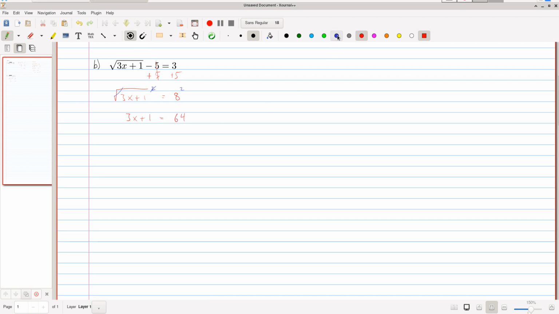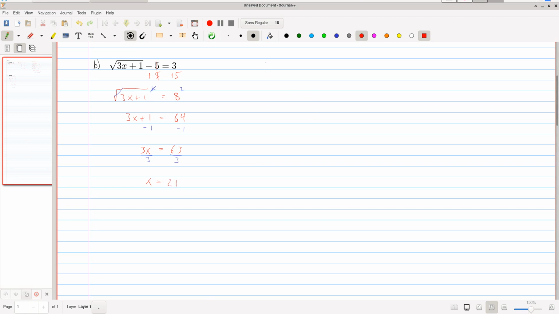I want to get x by itself, so now we'll subtract 1 from both sides. So on the left side, we've got 3x. On the right, 63. Finally, to isolate the x, we'll divide both sides by 3. So on the left-hand side, we've got just x, and on the right, 21.